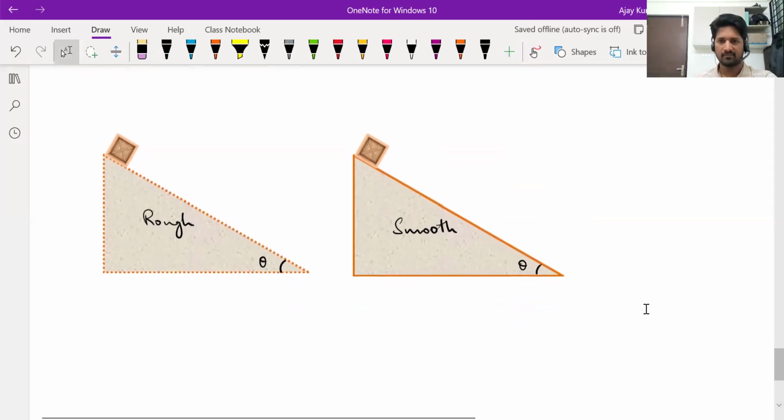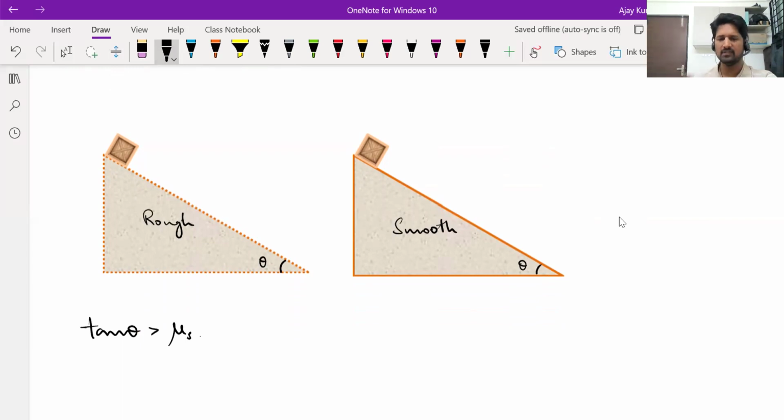Tan theta equal to mu, sir. Tan theta equal to mu. So if tan theta is greater than coefficient of static friction, the block cannot stay in equilibrium. It will have to slide down. We had discussed this. So assume tan theta is greater than mu s. Okay, so the block cannot be in equilibrium. On smooth surface, it can anyway not be in equilibrium.